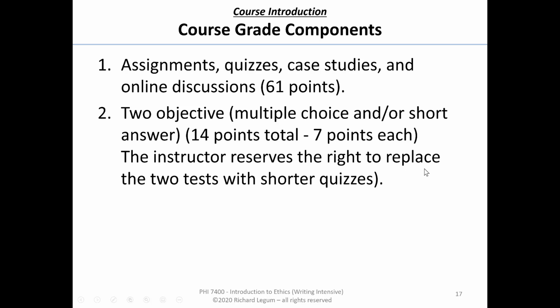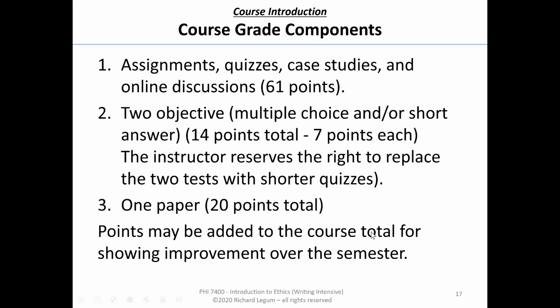And I reserve the right to replace the two tests with more shorter quizzes. It's a writing intensive course, so you're going to be required to submit one paper. In addition to that paper, you will have to submit a draft along the way. That will be worth a total of 20 points. And I'm going to be adding points to the course total for showing improvement over the semester. I usually don't take points away if you've gone downhill, but sometimes I can if it's really bad.